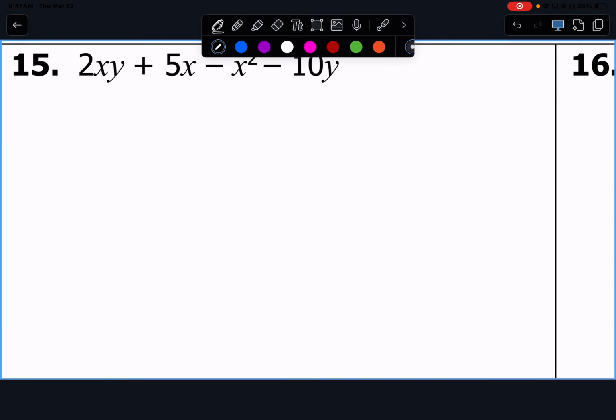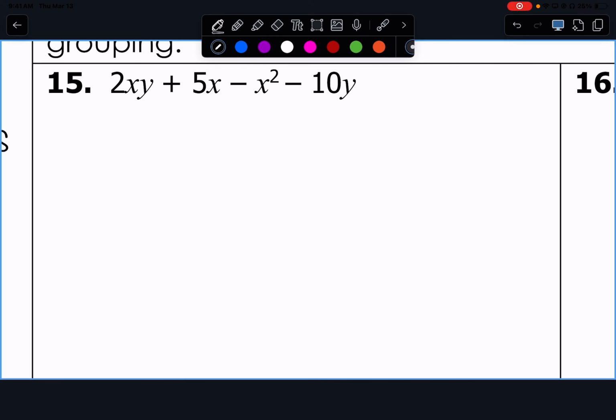So, for number 15, what comes first, x or y? X. Which x term has to come first? Negative x squared. Yep, so we're going to rewrite that to get negative x squared first. Now, we are going to do the terms with just x's first. So, plus 5x. Then we're going to do the term with both x and y. Plus 2x.